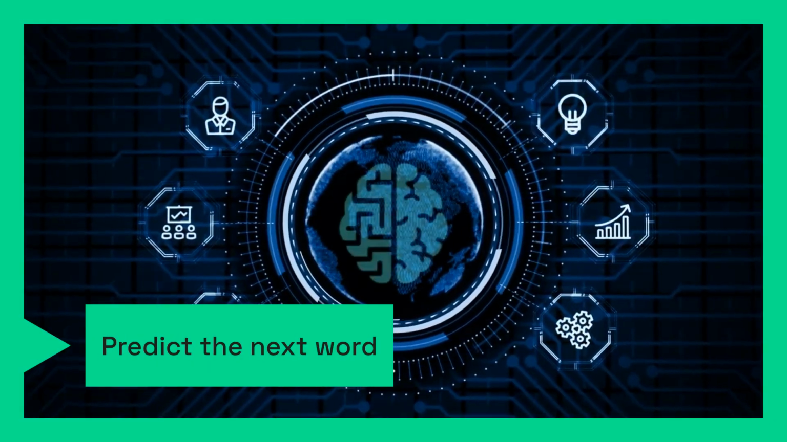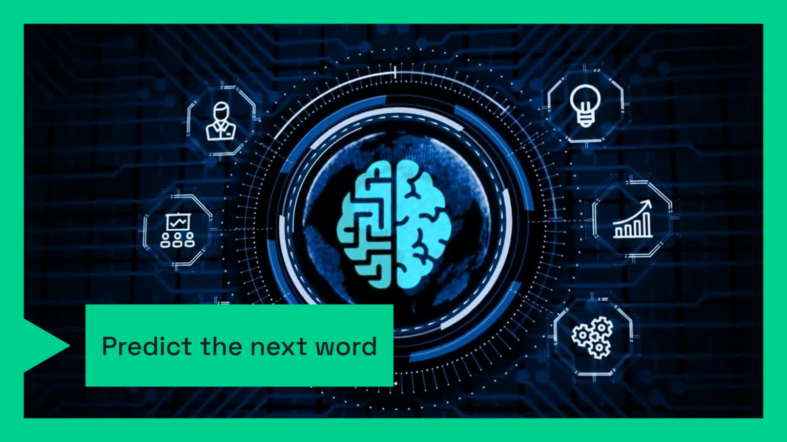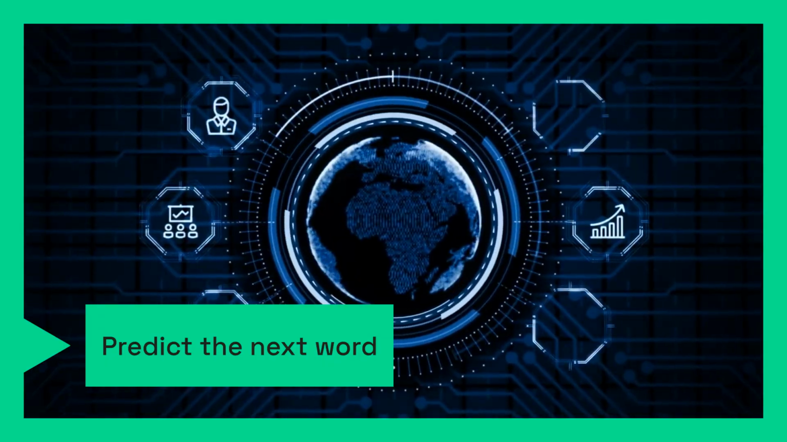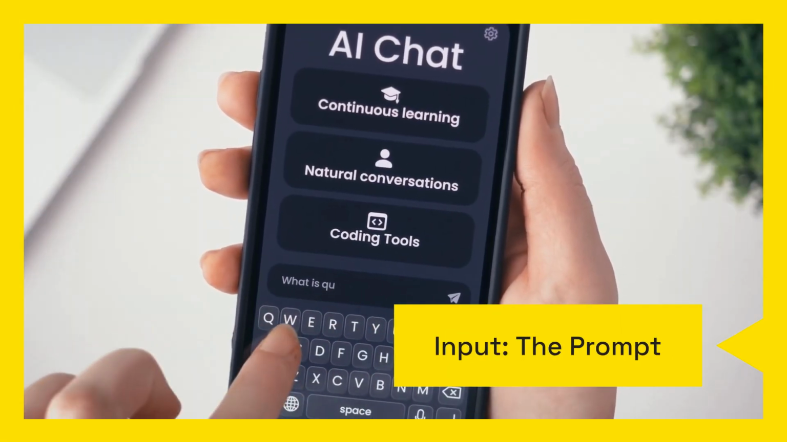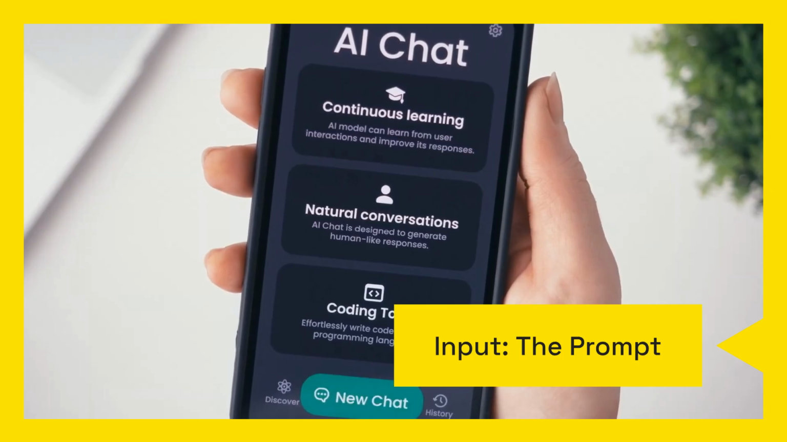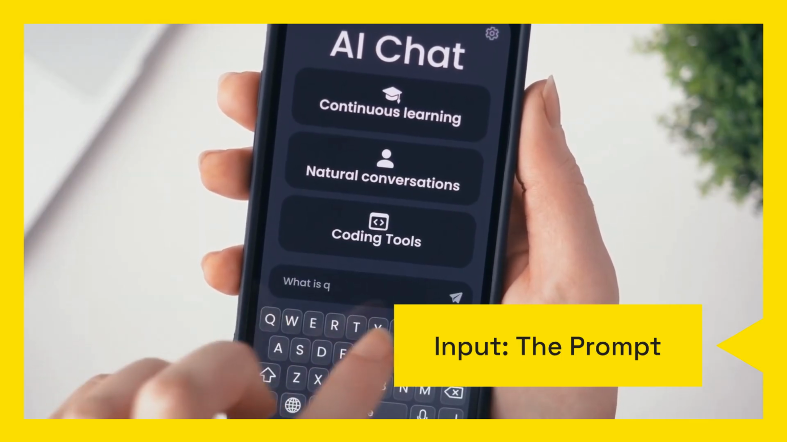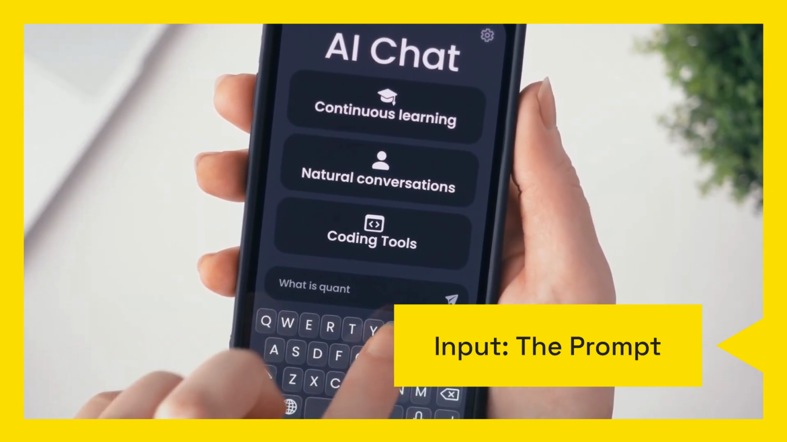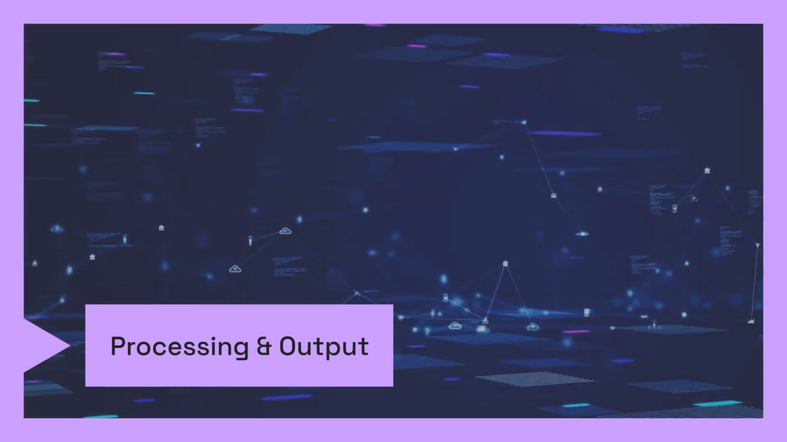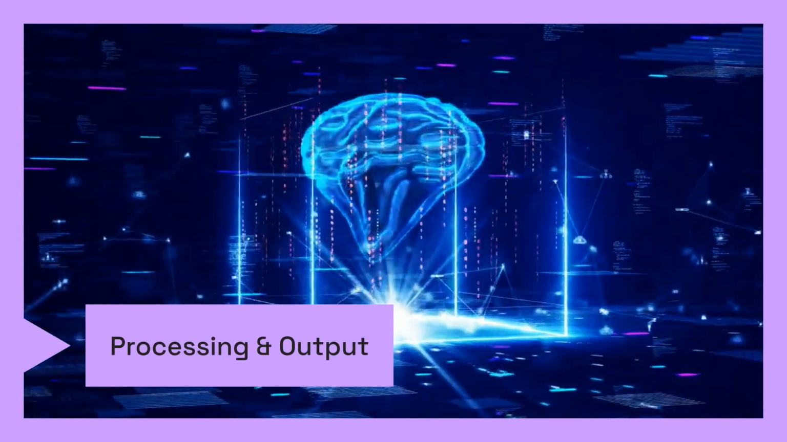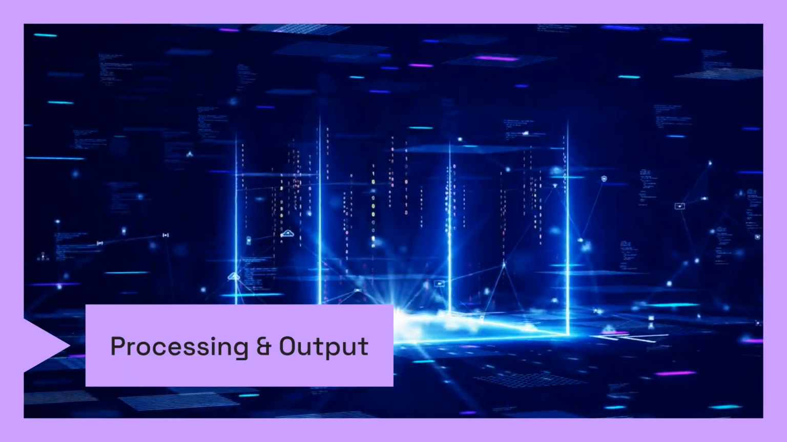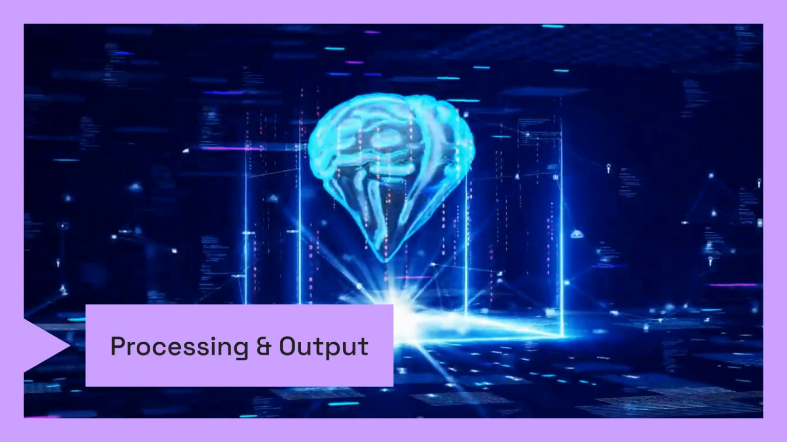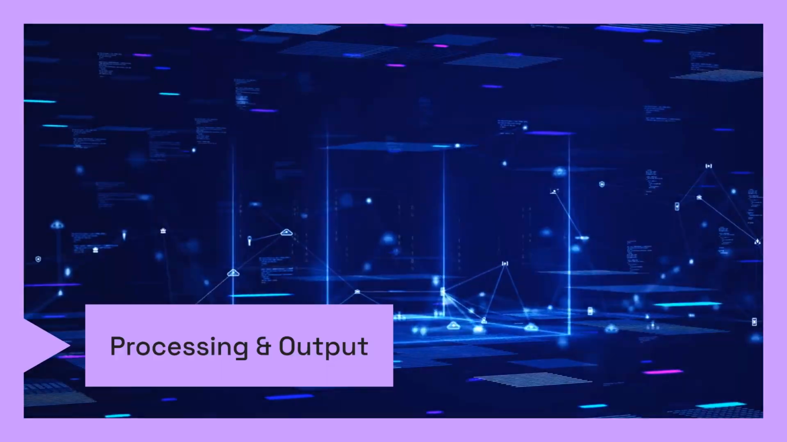Next word prediction. The core function of any LLM is to predict the single most likely next word in any sequence of text you give it. When you type a question or command, known as your prompt, the LLM first breaks your text down into smaller pieces called tokens, which can be words, parts of words, or punctuation. The LLM then analyzes these tokens, calculates the probability of what word should come next based on its training, and outputs that word, repeating this rapid cycle until the full response is complete.